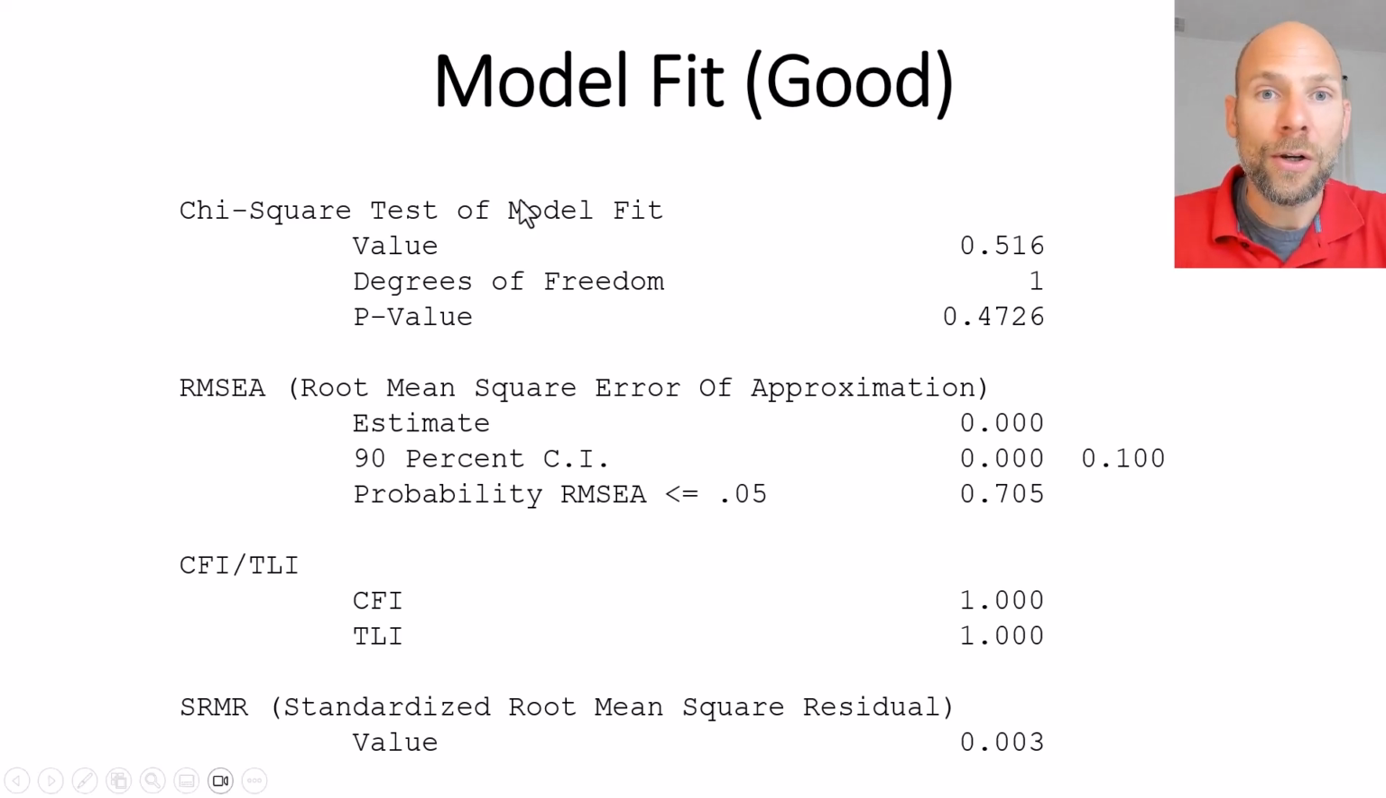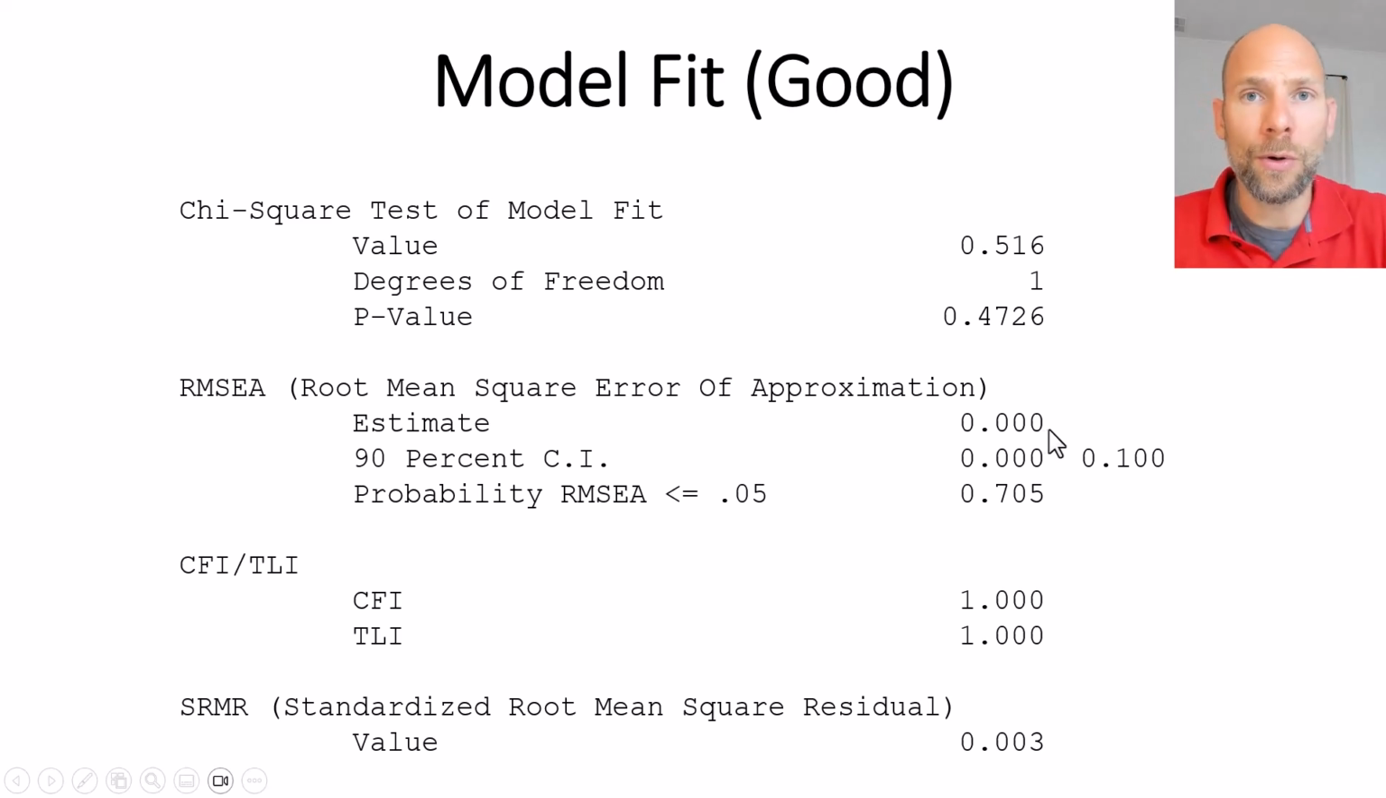Furthermore, we have closeness of fit indices or descriptive fit measures, as we say. The RMSEA is one of them, the root mean square error of approximation. And so under estimate, you find the point estimate. You can see it is 0 here, which is a good sign. That happens whenever the chi-square value for the overall test of model fit is smaller than its degrees of freedom. So here the chi-square is only 0.516 and the degrees of freedom are 1, so therefore the chi-square value is smaller than df, and as a result RMSEA will be 0.